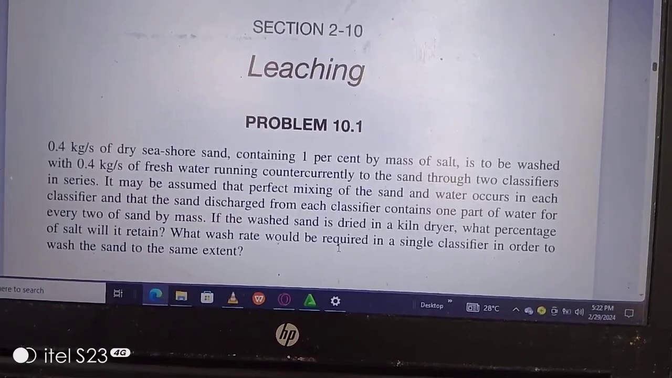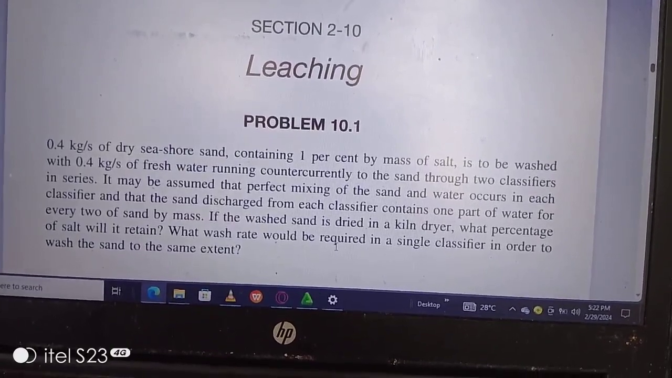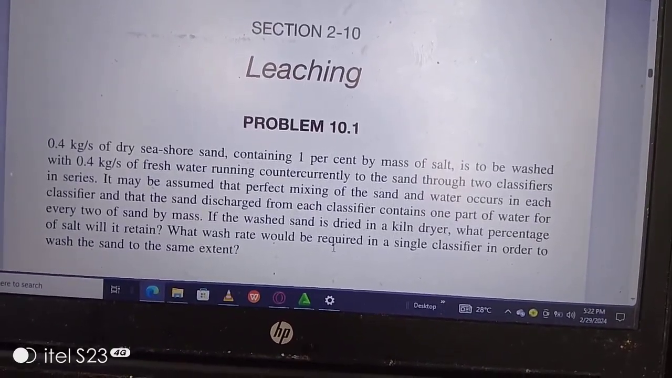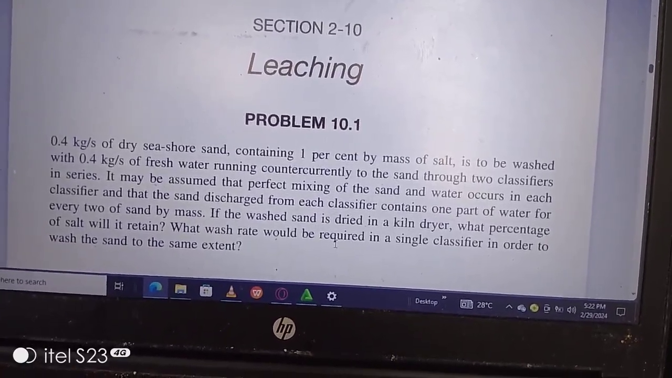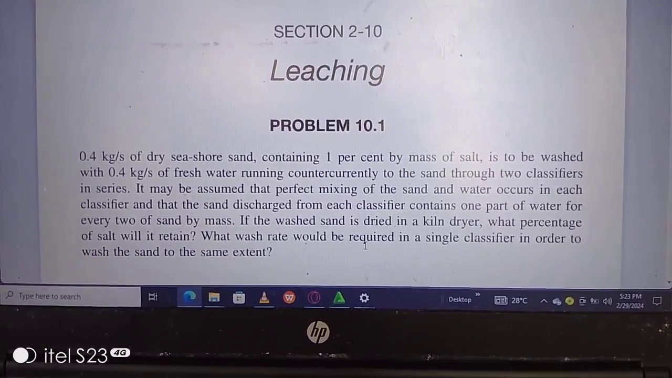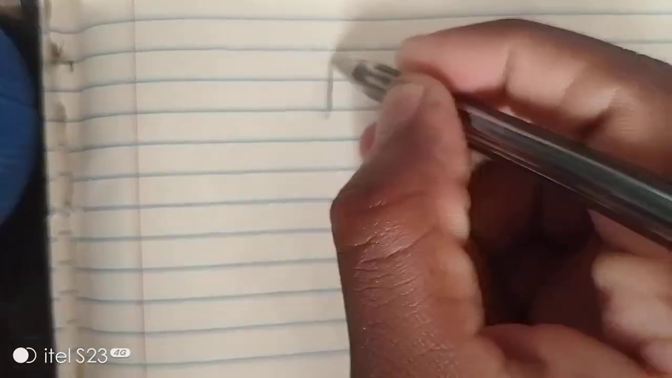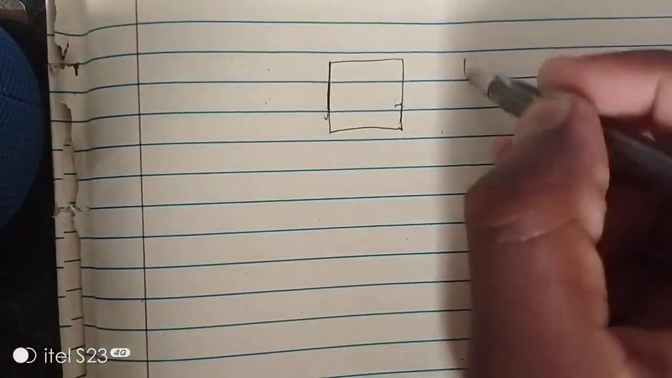That's the first question. Then the second part asks, what wash rate would be required if a single classifier was going to be used in order to wash the sand to the same extent, right? So let's jump through the problem together. Okay, so let's just draw the schematic in order to understand the problem statement clearly.